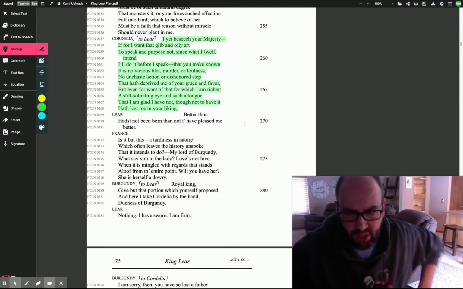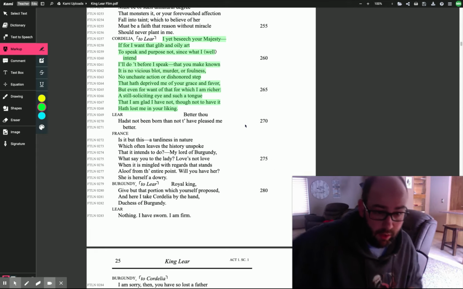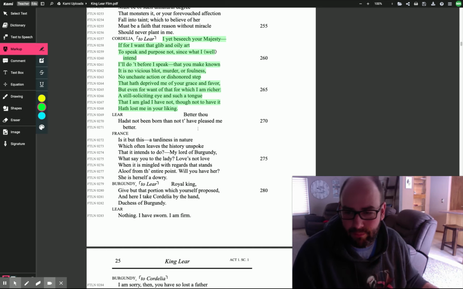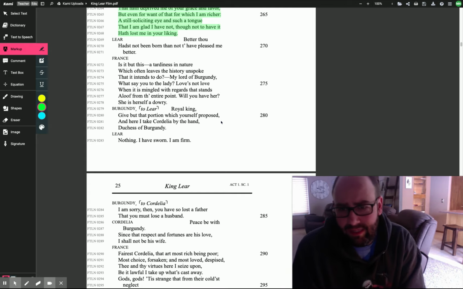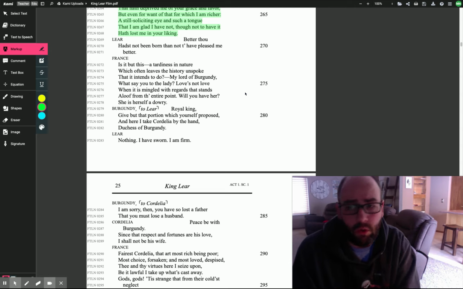Better thou hast not been born than not to have pleased me better. Whoa! He's just saying it's better that she had never been born. That is nuts. Come on, Lear. Is it but this, a tardiness in nature which often leaves the history unspoke that it intends to do? My lord of Burgundy, what say you to this lady?